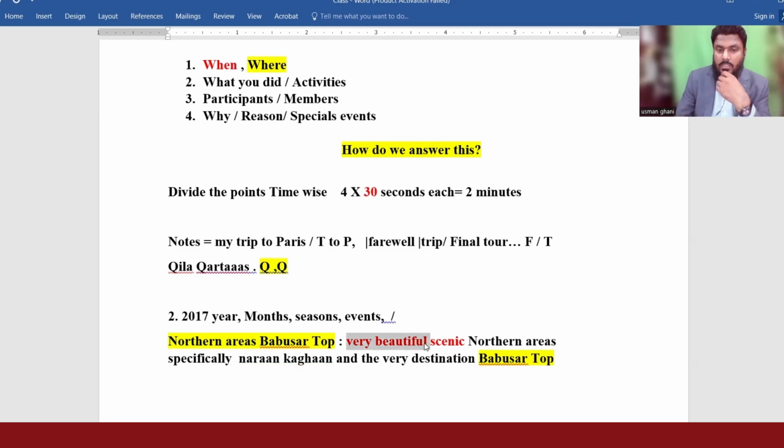If I say one phrase, then second phrase, then third phrase, so you have spoken around this 1.5 to 2 sentences on this particular point. Yes, sir. So if I speak now, for example, well, talking about my final tour in the university, that was 2018, and it was month of July. That was very hot season, and there was a cricket match being hosted by Pakistan. So where we went was it was a very beautiful scenic place in northern area, specifically from Narayan Kagan to the very destination Babusar Top we had to go.